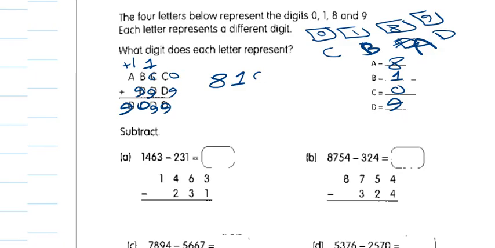8,100 plus 999 gives me what? 9 plus 0 is 9, 9 plus 0 is 9, 1 plus 9 is 0, 1 plus 8 is 9.